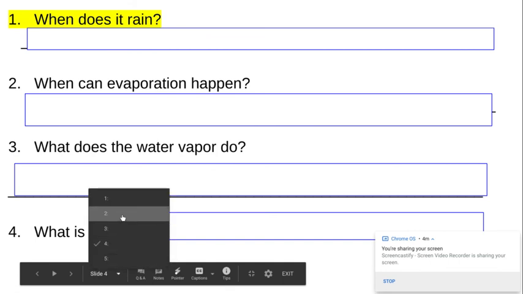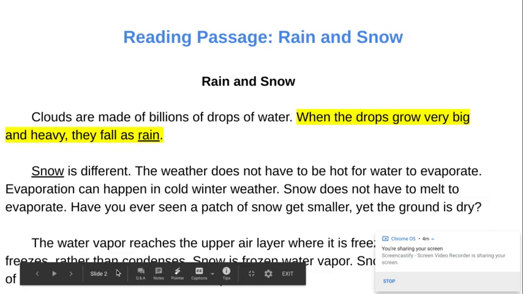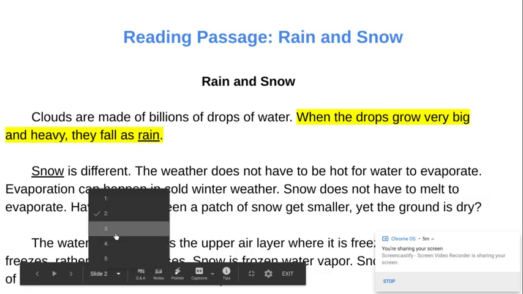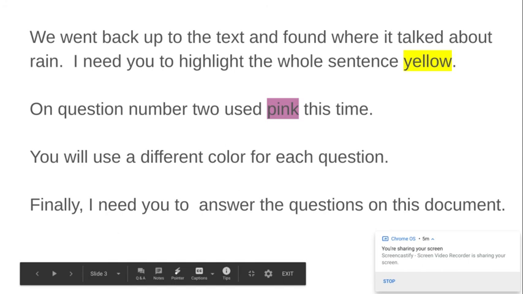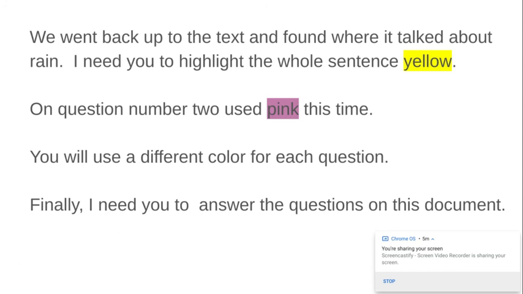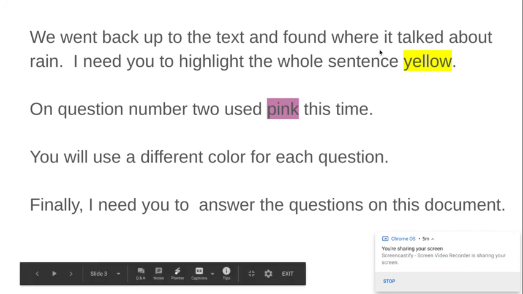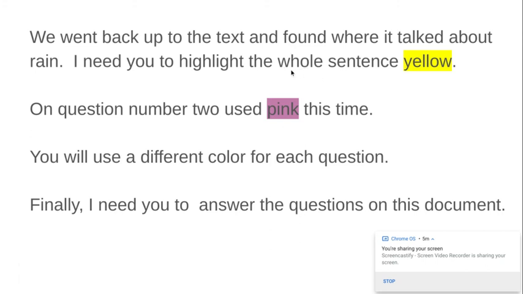So you look at question number 2. When can evaporation happen? So on question number 2, I used pink this time. You don't have to use pink. So you will then go back into the text and find where it talked about the question, and you'll highlight the whole sentence in number 2 with your choice of color. You will then use a different color for each question.